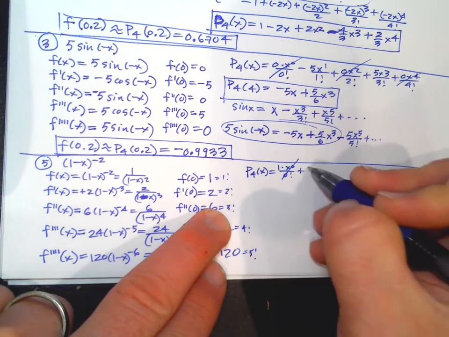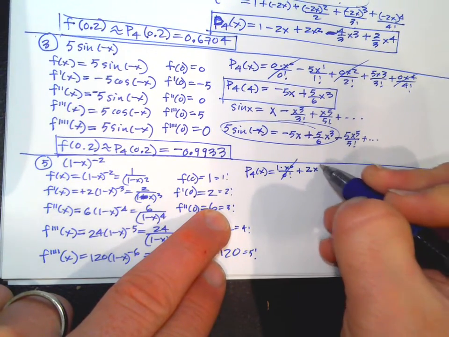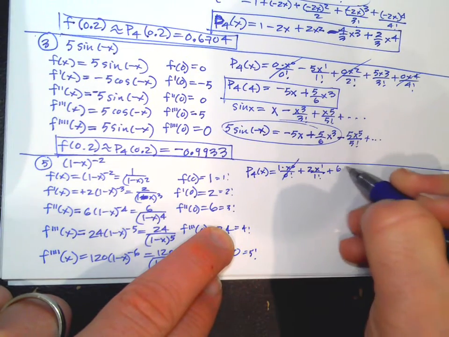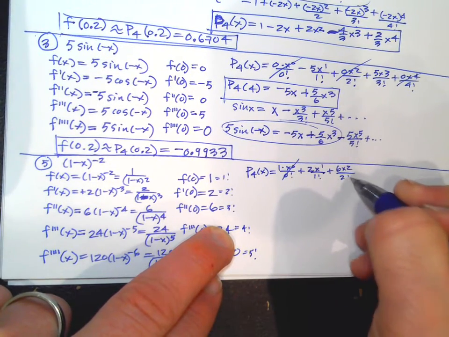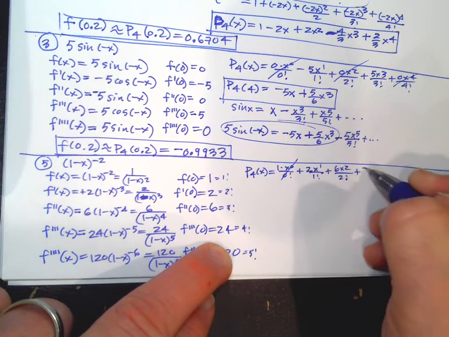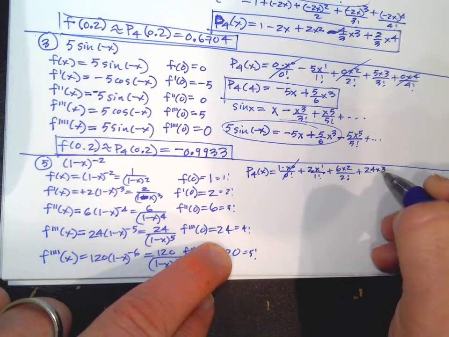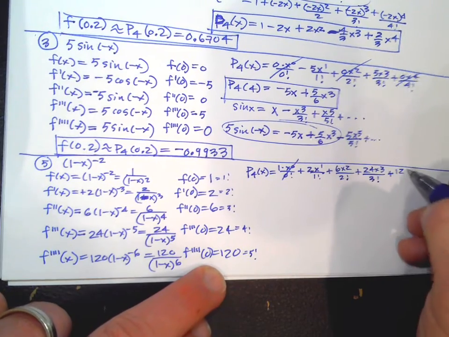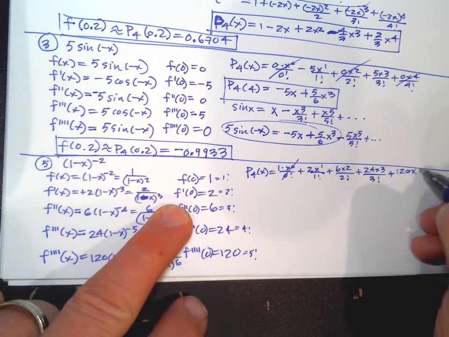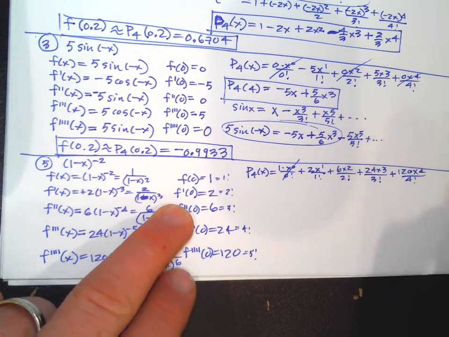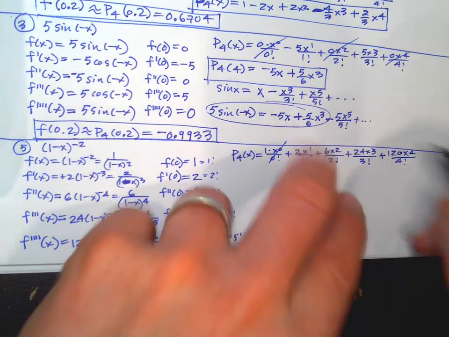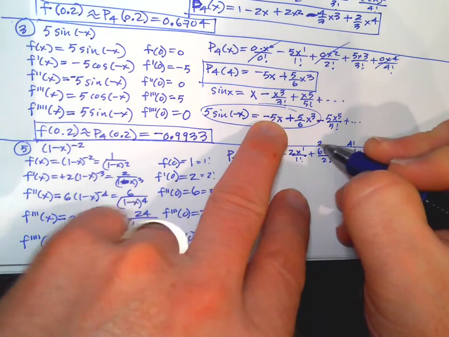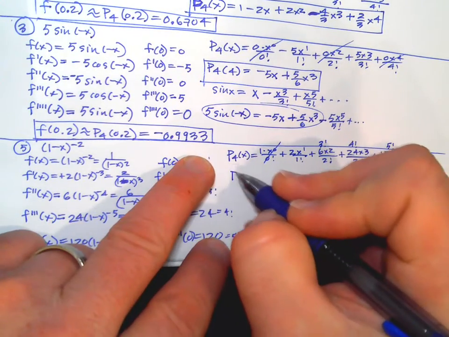And then plus 2 times x to the first over 1 factorial, plus 6x squared over 2 factorial, plus 24x cubed over 3 factorial, plus 120x to the fourth over 4 factorial. Now, I could use the factorial knowledge, you know, this is 4 factorial, 5 factorial, 3 factorial, to help simplify it.